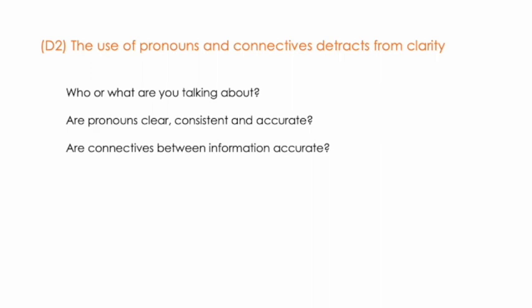Connectives are also part of this, because when we're connecting sentences together, we often refer to things that might have happened in a previous sentence or section of the text, so we need to make sure these are accurate and clear.